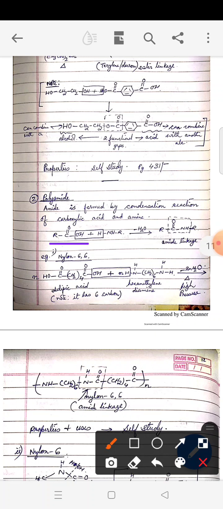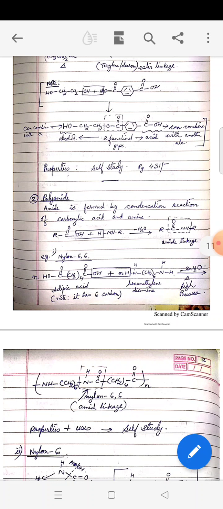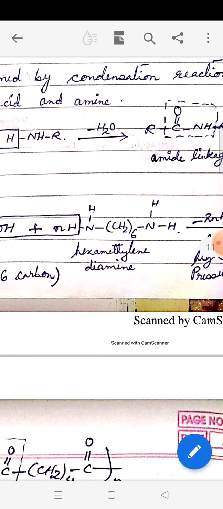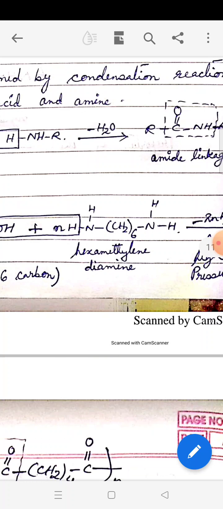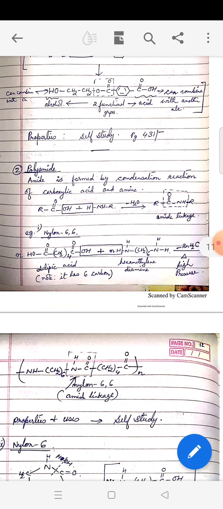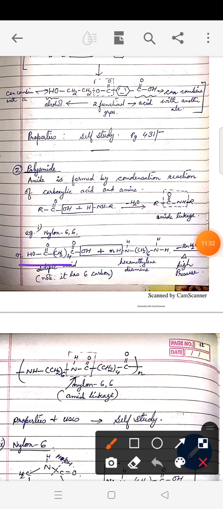And the other group should be amino group. So what amino group we take? Hexamethylene diamine. Hexa, as the name suggests, 6. Methylene means CH2 group. Hexamethylene, so CH2 6 times. And diamine means there are 2 NH2 groups at 2 terminals. As I have been mentioning earlier also that for condensation polymerization, we need bifunctional monomers. So here you notice that both are having 2 functional groups and both the functional groups are same in the same molecule.